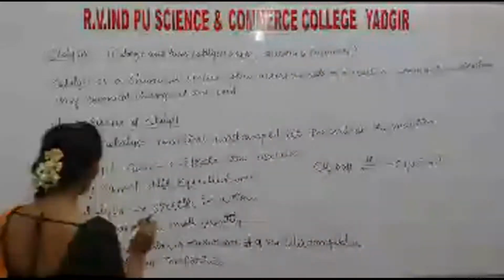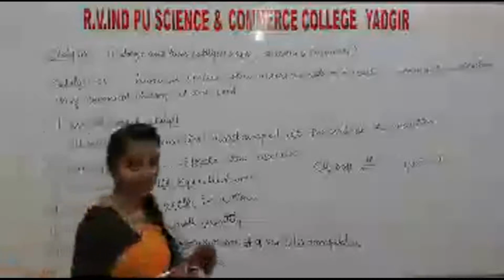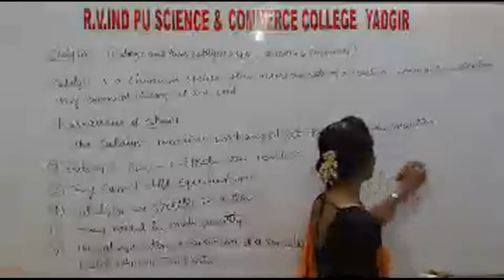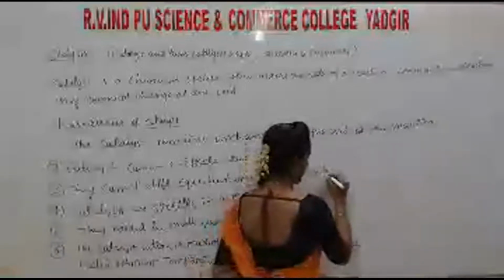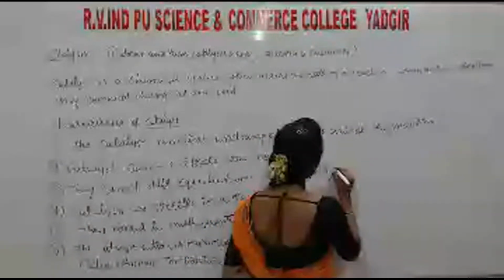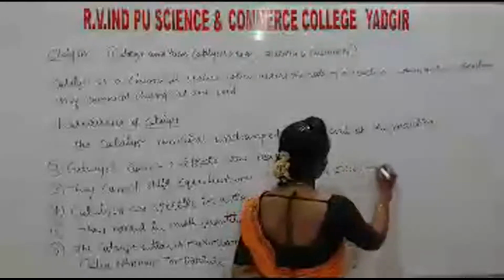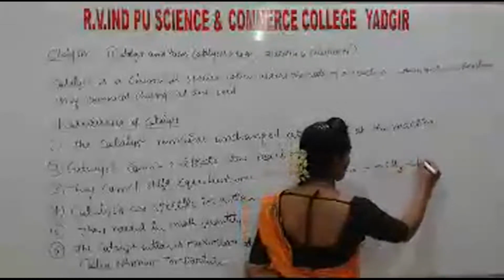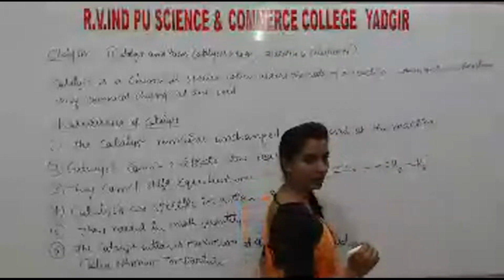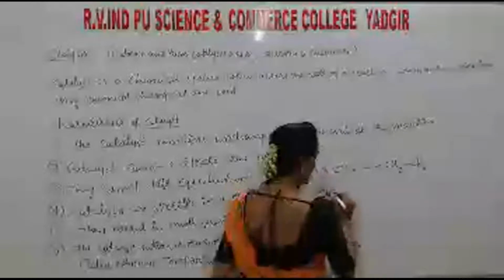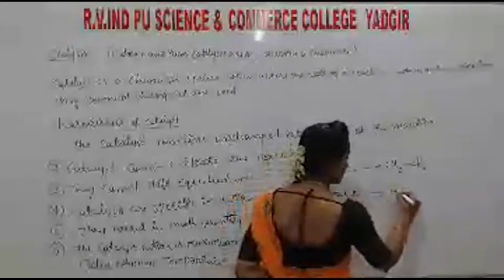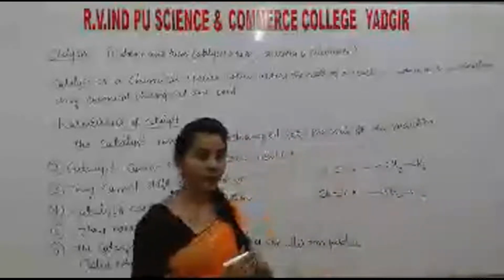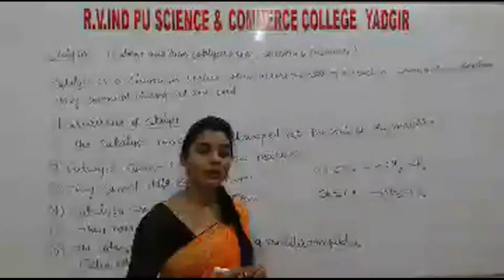So the next one is, catalysts are specific in action. It means if the catalysts are used to prepare, for example, this alkene, CH triple bond CH, then here the catalyst used to prepare alkane means it prepares alkane only. If the catalyst is used to prepare alkene, it prepares alkene only. Are you getting? They are specific in their nature.